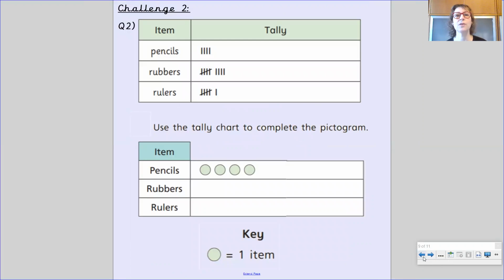Challenge 2, you have got a tally and you've got to make a pictogram and you've just got circles. If you want to change the picture, you are welcome to do so. The first thing you're going to need to do though, again, if you want to, you don't have to, it just makes life a little bit easier, is to find your totals. So count up your tallies, write in your totals, and then change that into a pictogram. So you can make sure that you put in your key. Key is really important. So all I want to see is your pictogram. I don't need to see your tally chart.